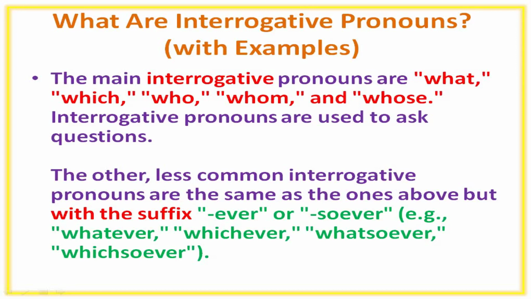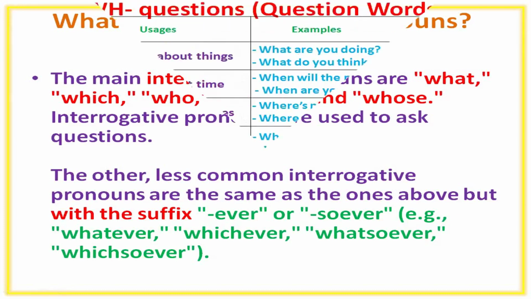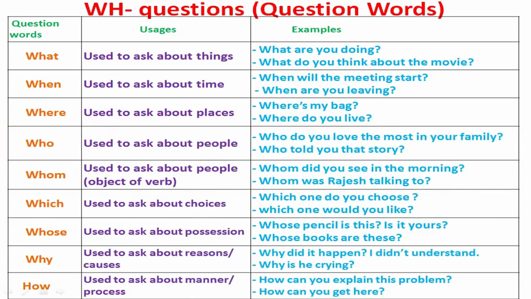The other less common interrogative pronouns are the same as the ones above but with the suffix ever or soever. Examples: whichever, whatever, whatsoever, and whichsoever. Then when we can use these WH words and how we can form the questions, we are going to understand next.